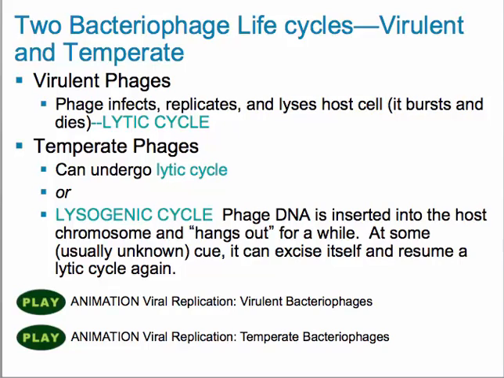during the lysogenic cycle. The lysogenic cycle can happen for the life of the bacteria, and that phage can get replicated as the bacteria replicates during binary fission, or there might be some unknown cue that causes that inserted phage to excise itself from the host chromosome, and then it goes back and resumes a lytic cycle again. So those are the two cycles that we'll talk about here.